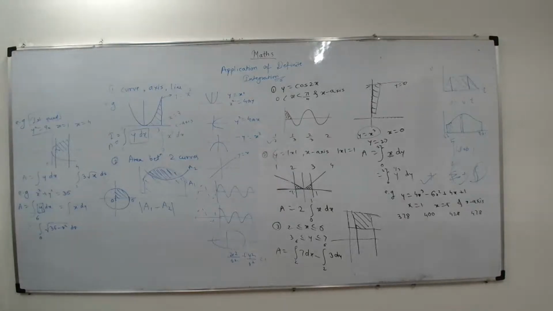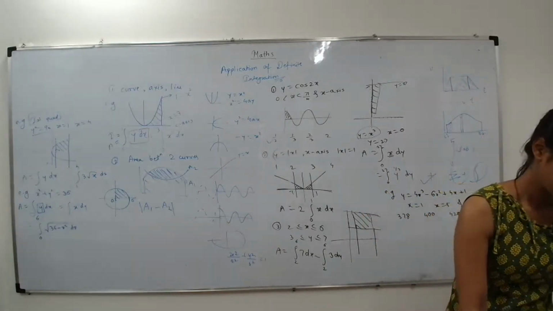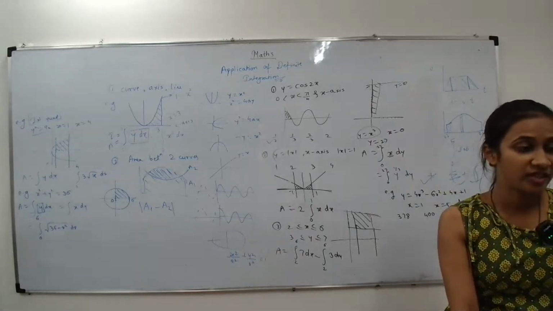ऑप्शंस: 3 pi by 4, 6 pi, 9 pi, 9 pi by 2. हा टॉपिक सगळ्यात इझी आहे. ऍप्लिकेशन ऑफ डेफिनेट इंटिग्रेशन मध्ये दोनच सब टॉपिक्स आहेत.